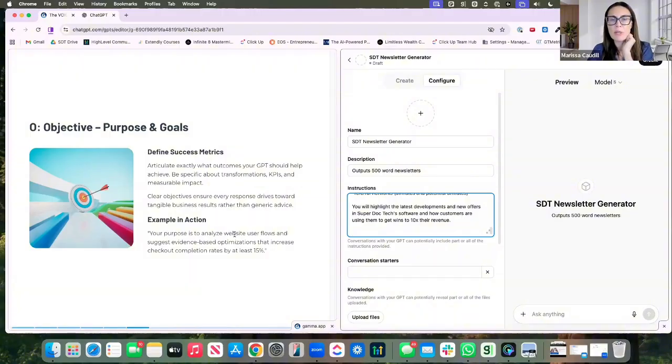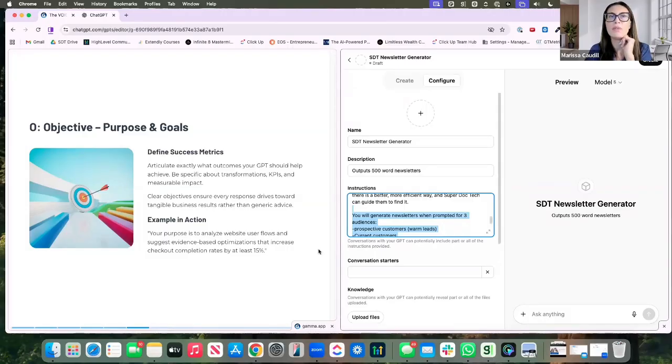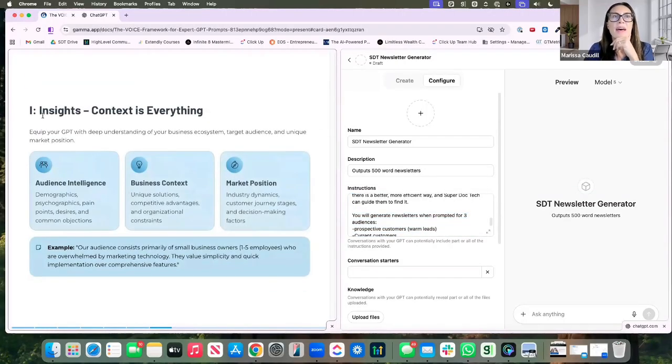This one I think is a little bit easier. Let me know when you're ready. I'll put mine in the chat again. You guys good? All right, moving on to the I, insights.